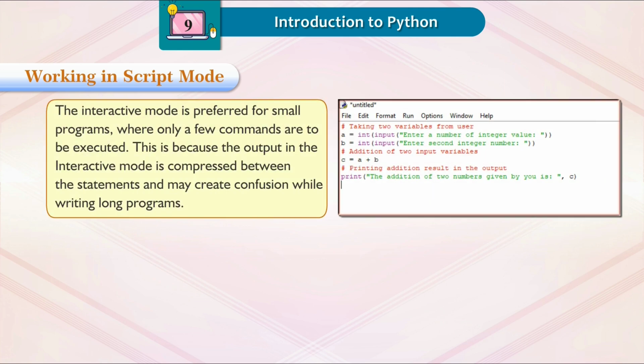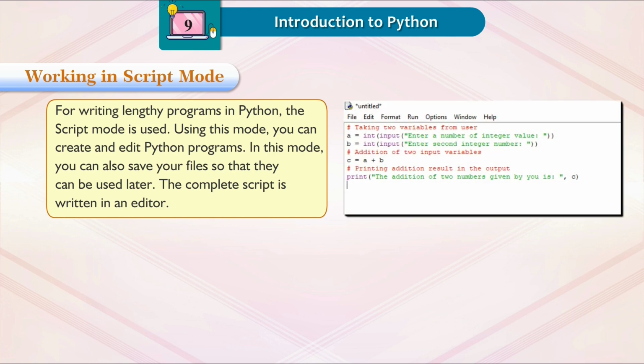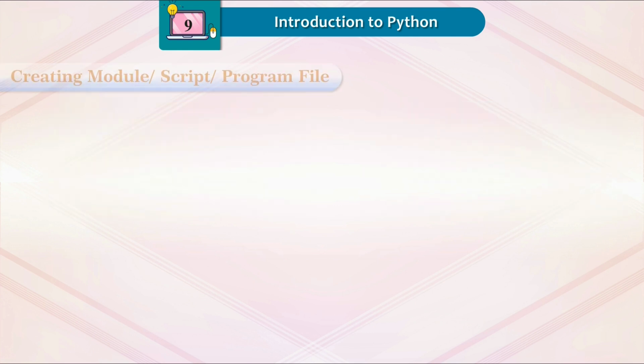Working in script mode. The interactive mode is preferred for small programs where only a few commands are to be executed. This is because the output in the interactive mode is compressed between the statements and may create confusion when writing long programs. For writing lengthy programs in Python, the script mode is used. Using this mode, you can create and edit Python programs. In this mode, you can also save your files so that they can be used later. The complete script is written in an editor.